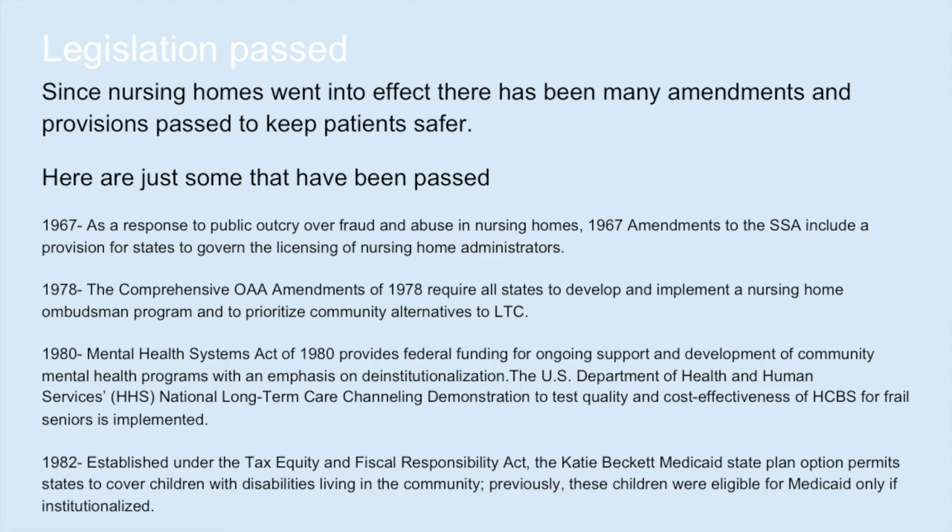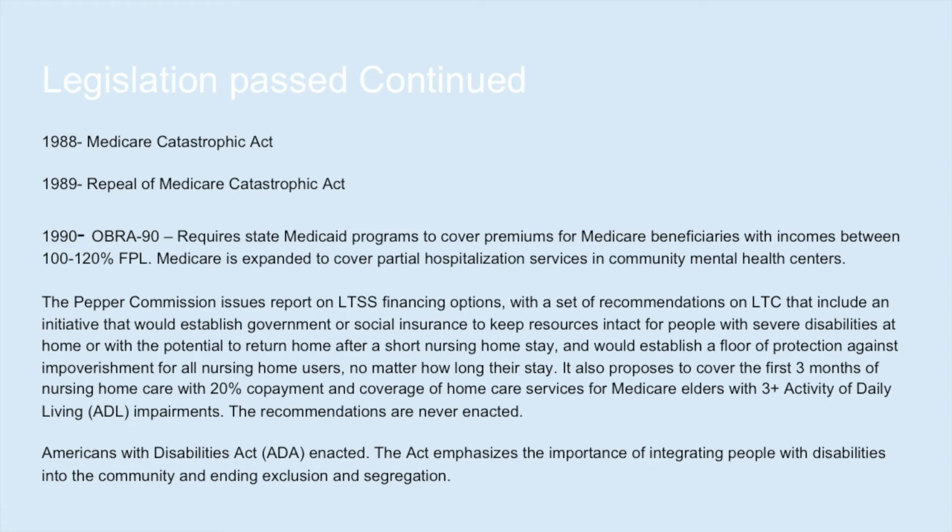Then in 1980, there was the Mental Health System Act, which basically provided federal funding to mental health programs. Then in 1982, under the Tax Equity and Fiscal Responsibility Act, it protected children that were eligible for Medicaid to receive care. Then in 1988, there was the Medicare Catastrophic Act, which was pretty short-lived as it was repealed in 1989. And then in 1990, there was the Over 90, which is basically an expansion of Medicare to cover hospitalization services in community and mental health centers.